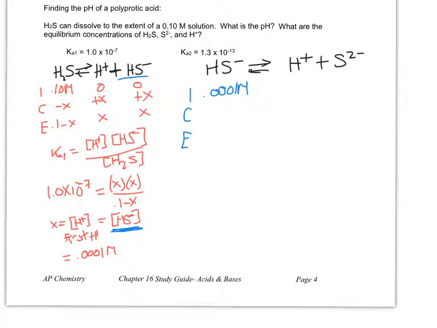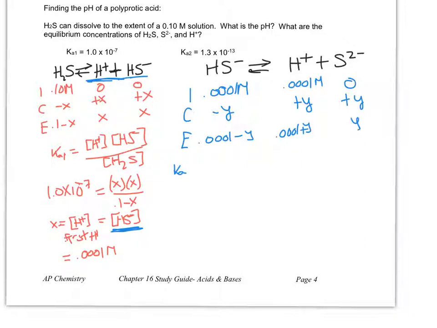And I don't have any S2 minus to start with, but I do have some H pluses, right? Because after the first dissociation, I got some H pluses. So this is also 0.0001 molar. Now, some of that is lost. So minus X, and just so we don't get confused, I'm going to say Y instead of X. So minus Y, plus Y, plus Y. So 0.0001 minus Y, 0.0001 plus Y, and Y.